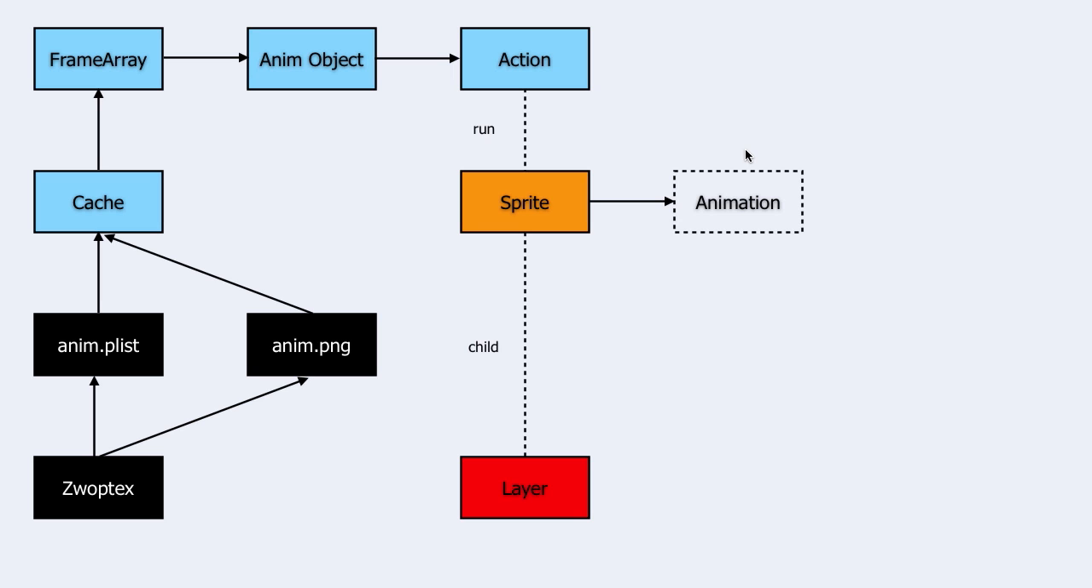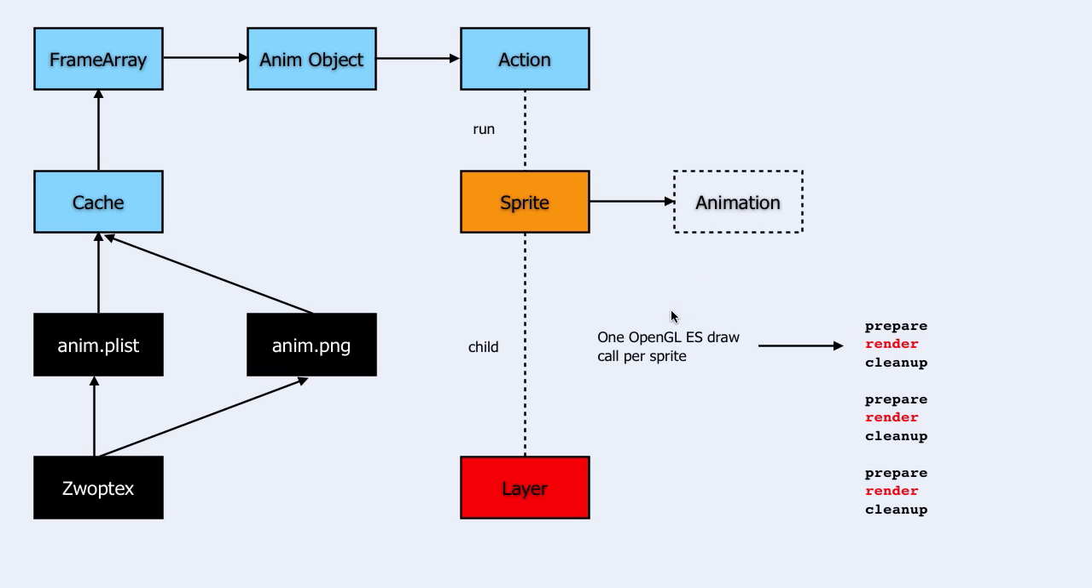One thing to keep in mind using this scenario is that Cocos2D makes one OpenGL ES draw call per sprite frame. Now each draw call uses three steps: a preparation, a render, and a cleanup. And if you have several sprite frames like you have here, you will perform a prepare, render, cleanup for each sprite frame. To optimize the animation, we would like to make a single draw call, not per sprite frame, but for the whole sprite sheet.